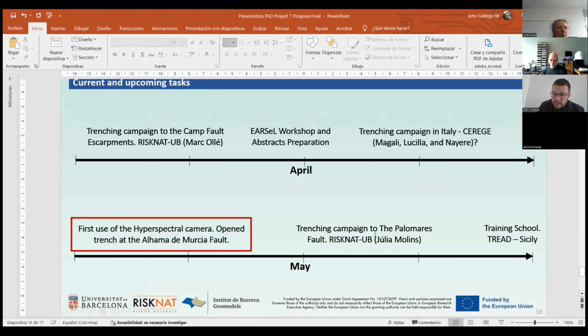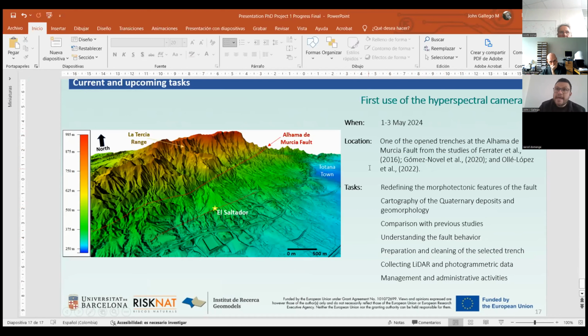In May, I'm going to help again in the Palomares Fault campaign of Julia Molins. And I think the most important is that I'm going to have the first use of the hyperspectral camera. Actually, my partner advisor, Maurice Kirsch, has another project here in Spain, so he's coming at the beginning of May, and we want to take advantage of his arrival to go to one of the open trenches in the Alhama de Murcia Fault in the Saltador.